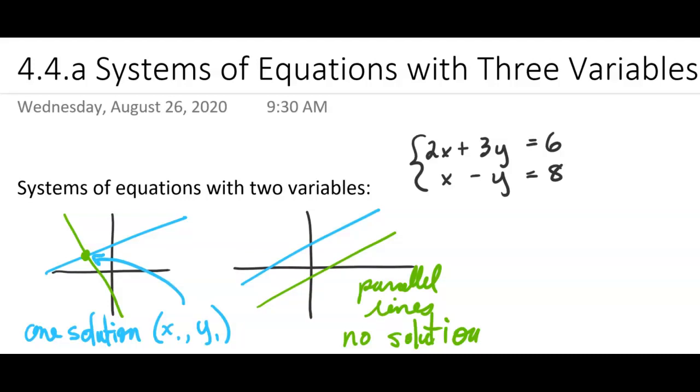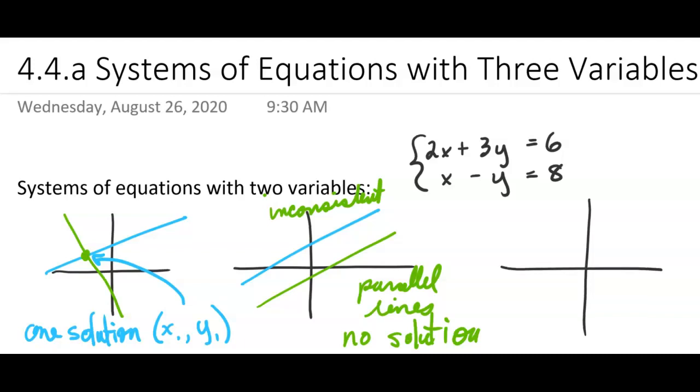We call the second system inconsistent, okay? So let me write that up here. This is inconsistent. Because you're trying to get points that would work for both lines, and that's not going to happen.